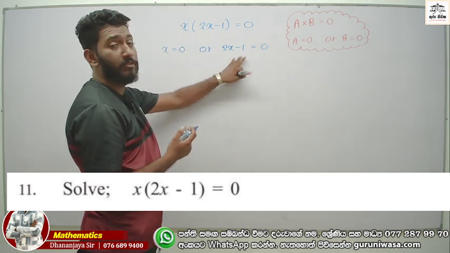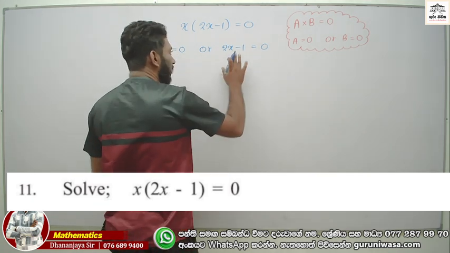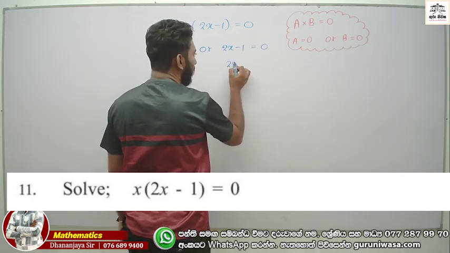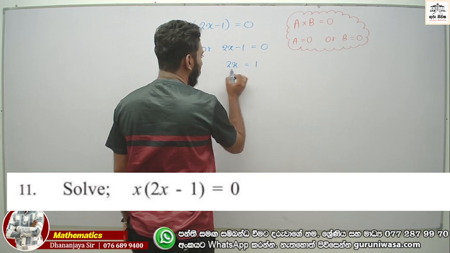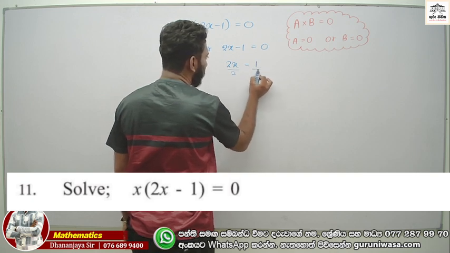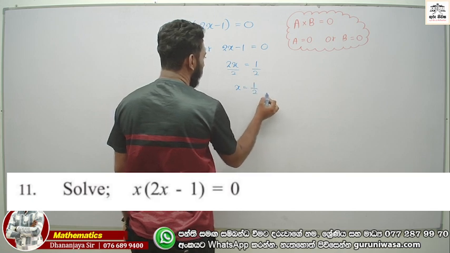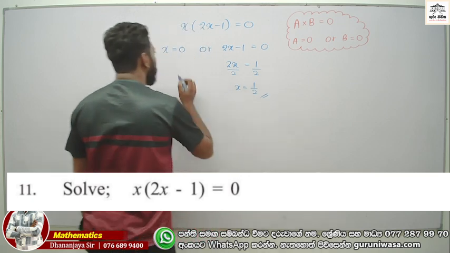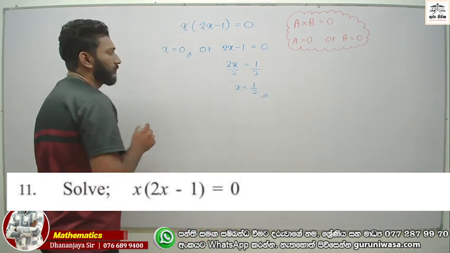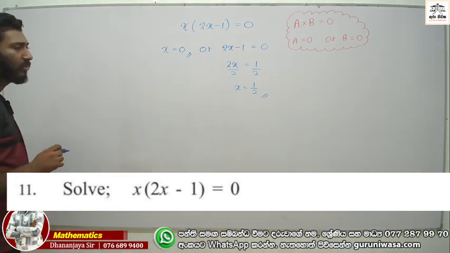You have to find the value for x now here. Now minus 1 goes to the other side. Now 2x becomes 1. Both sides are divided by 2. Finally, x becomes a half. Now x equals half or x equals 0. Right? Now look at the board.